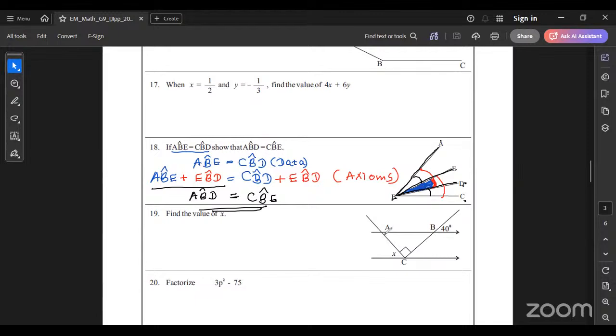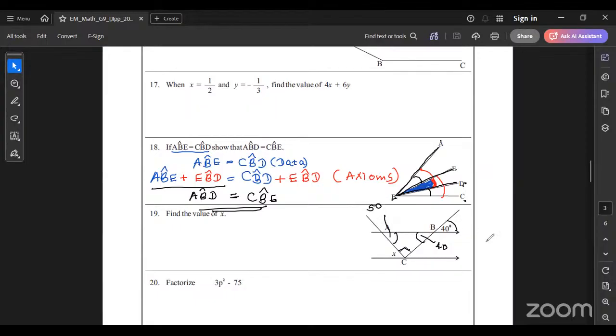Next, find the value of X. It's a 90 degree angle. Here it is 40 degrees, because you can obtain it from vertically opposite angles. How can you find the angle X? 40 plus 90 is how much? 130. And here the angle should be 50.